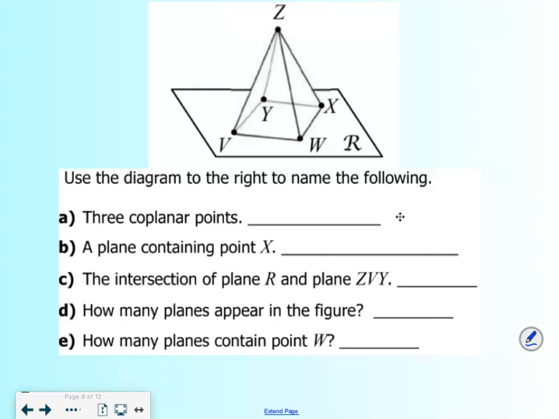Do you want to go over them, or do you need more time? Okay. 3 coplanar points. What does coplanar mean? On the same plane. So we have some options. What did you put? Anyone? Let's say I said X. What's also coplanar with X? W and Y.